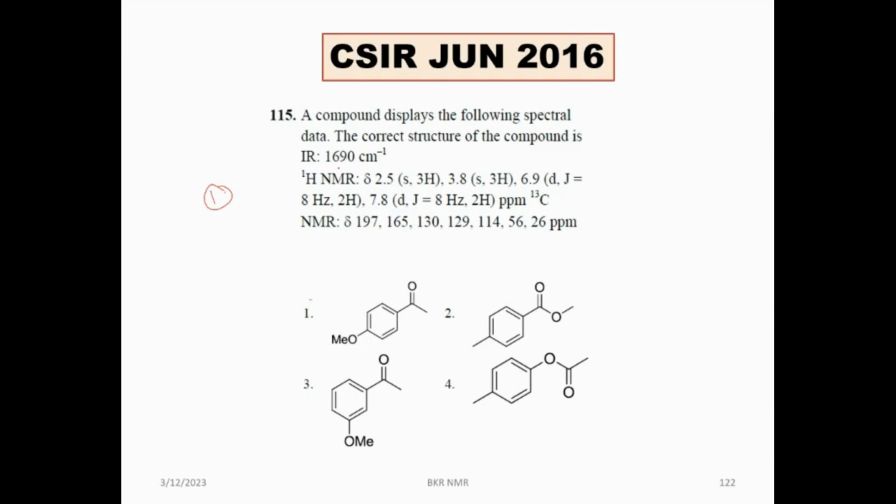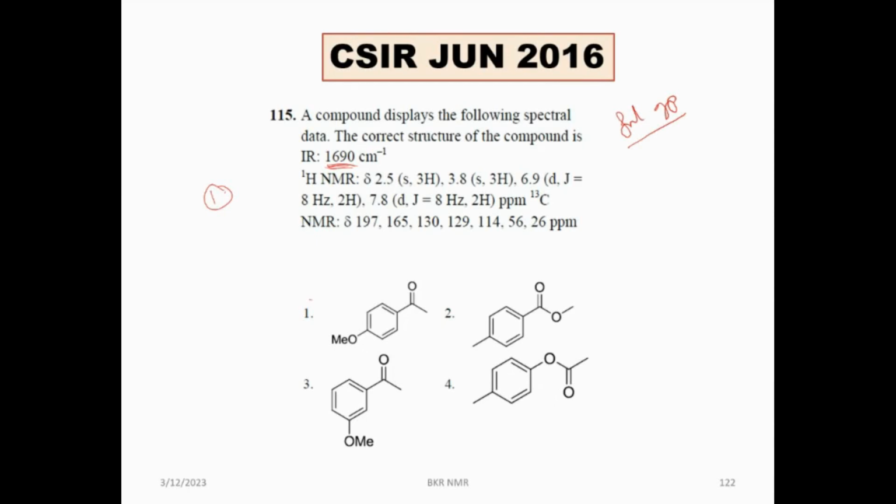Did the IR value help you? What information do you get from the IR spectrum? You get the information about functional groups. Okay, now it tells you about the functional group. So what information did you get from IR? It should be a keto group.